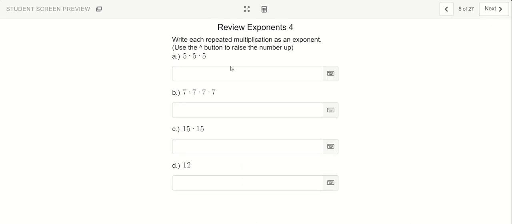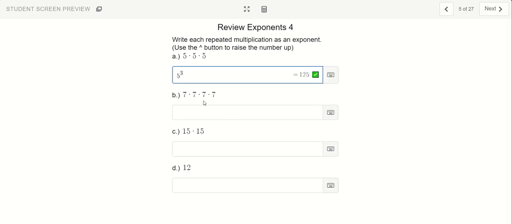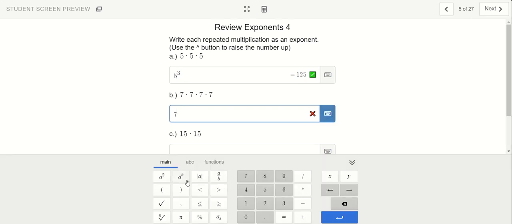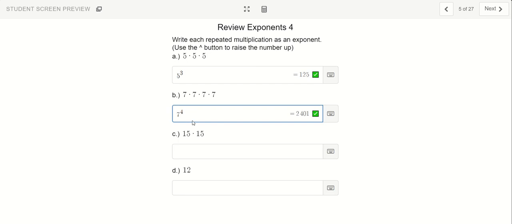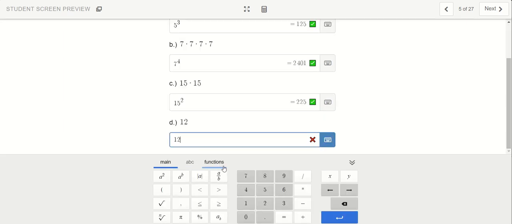How can we write this as an exponent expression? Notice there is a 5, so 5 is my base, and since there are 3 of them, I'm going to add an exponent 3. Here, my 7 is being multiplied over and over again, so 7 is my base, and since there are 4 of them, I'm going to use exponent 4. Here is 15, 2 times, so 15 exponent 2. And since there's only one 12, it will be 12 exponent 1.